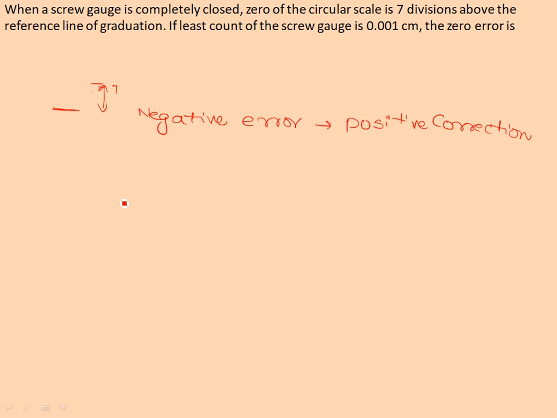Now we are asked to find that zero error. Here our error is negative zero error. So error can be identified with least count into number of lines that are above our reference line. Least count is given as 0.001 centimeter into 7, or this will be equal to 0.007 centimeters. You have to keep a negative sign over here, because that is a negative error.